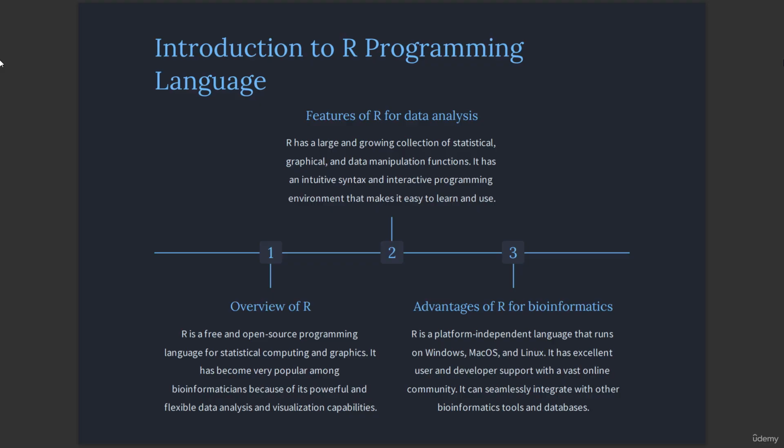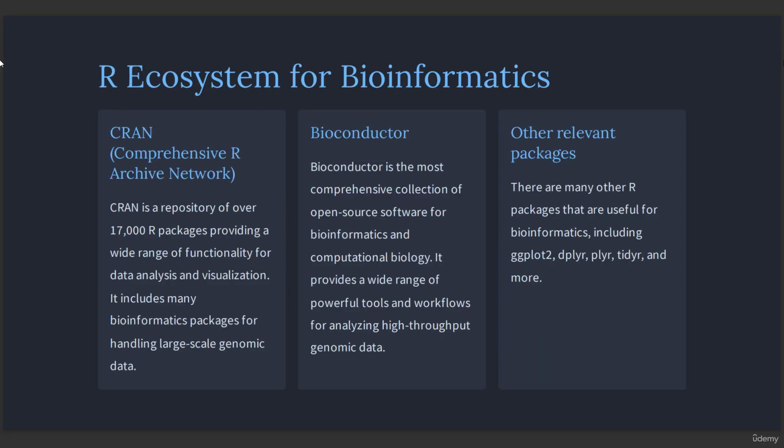But being a researcher, you have to deal with a lot of bioinformatics data. So you have to integrate these bioinformatics tools with your websites, databases, and stuff like that. So you have to use R for making some Shiny apps and stuff like that. R has a large and growing collection of statistical, graphical, and data manipulation functions. It has an intuitive syntax and interactive programming environment that makes it easy to learn and use. The R ecosystem is also available on the Comprehensive R Archive Network, also called CRAN, that provides a wide range of packages for statistical analysis and data manipulation.